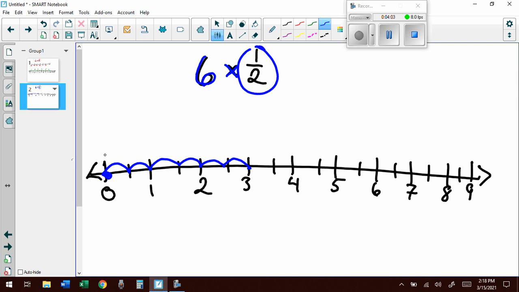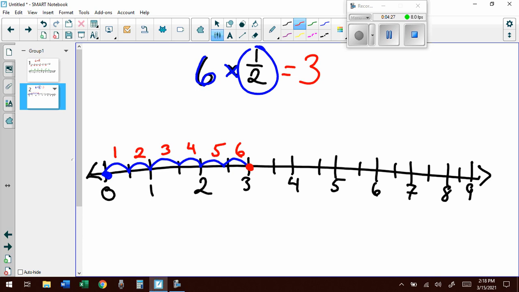So we went 1/2, whoops, talking and trying to write different things at the same time. We did 1/2 6 times. 1, 2, 3, 4, 5, 6. And we landed on 3.